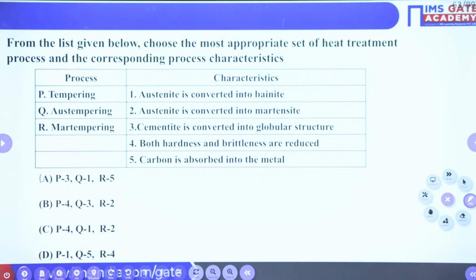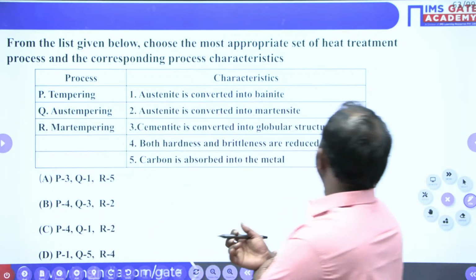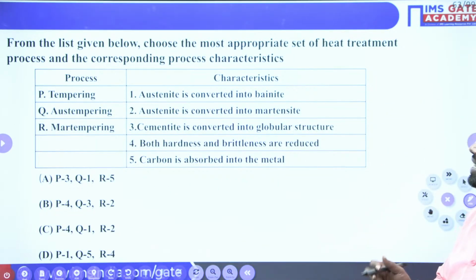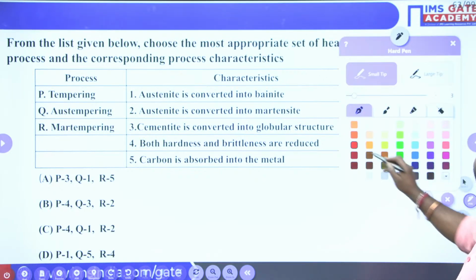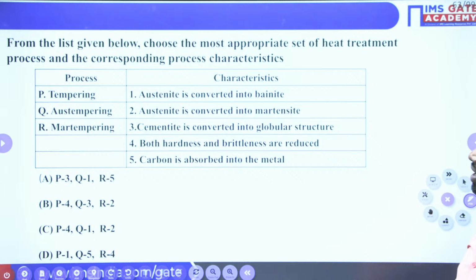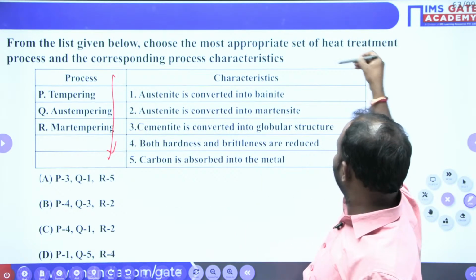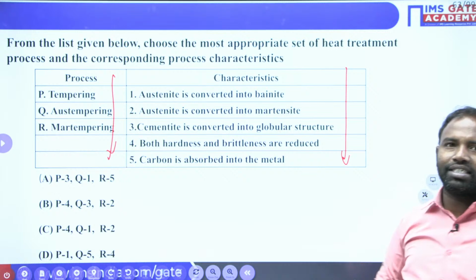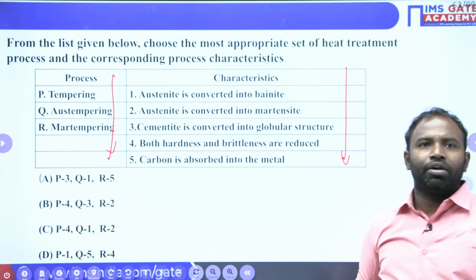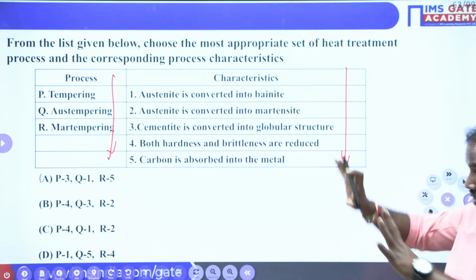From the list given below, choose the most appropriate set of heat treatment process and corresponding process characteristics. On one side they gave the heat treatment processes, and on the other side the required characteristics. We are supposed to match the following.